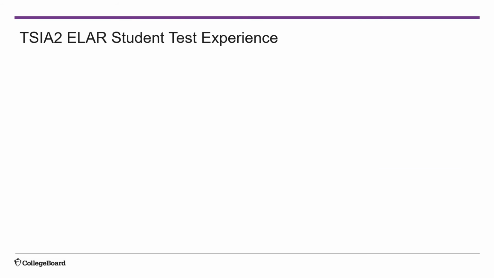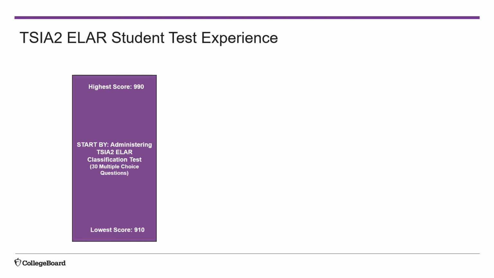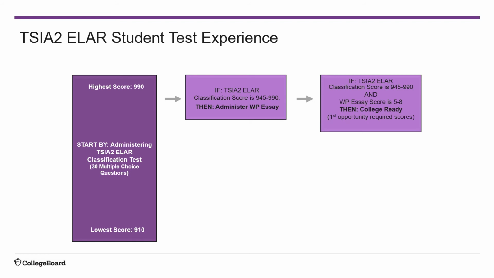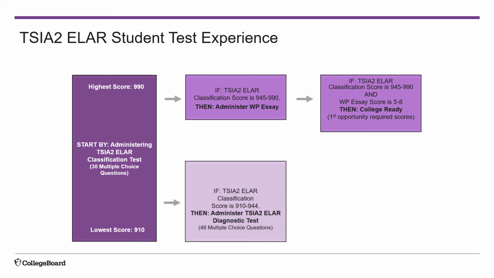This slide provides a visual and explains the 2 opportunities for students to meet the CR or college readiness benchmarks. Passing scores on both the ELAR classification test and the essay right placer are required to receive the college readiness classification for ELAR. The first opportunity to demonstrate CR is a score of 945 or higher on the ELAR classification test and a score of 5 or higher on the essay right placer.